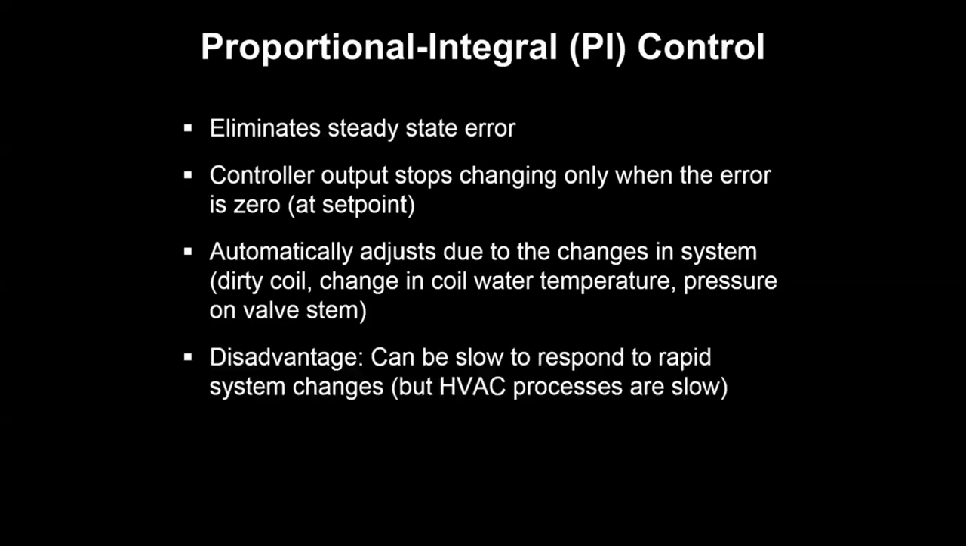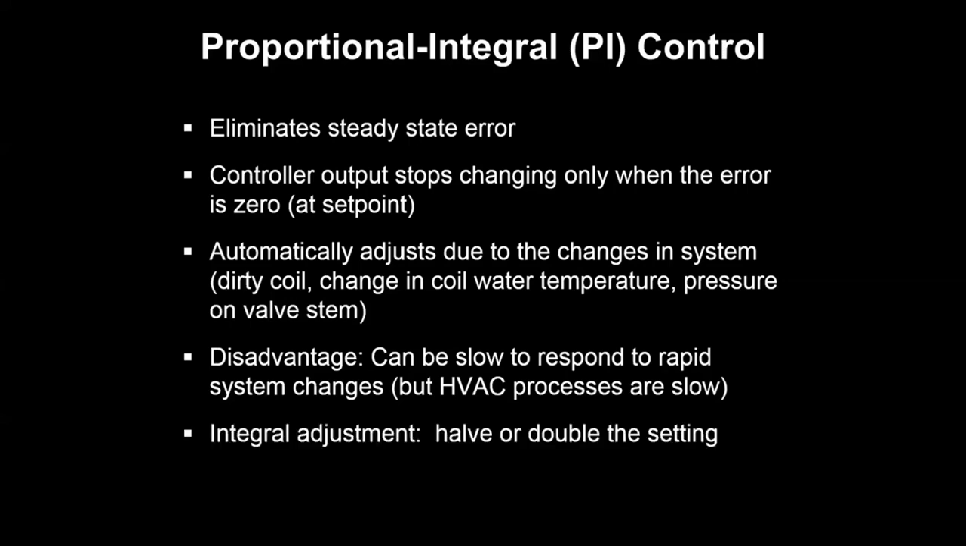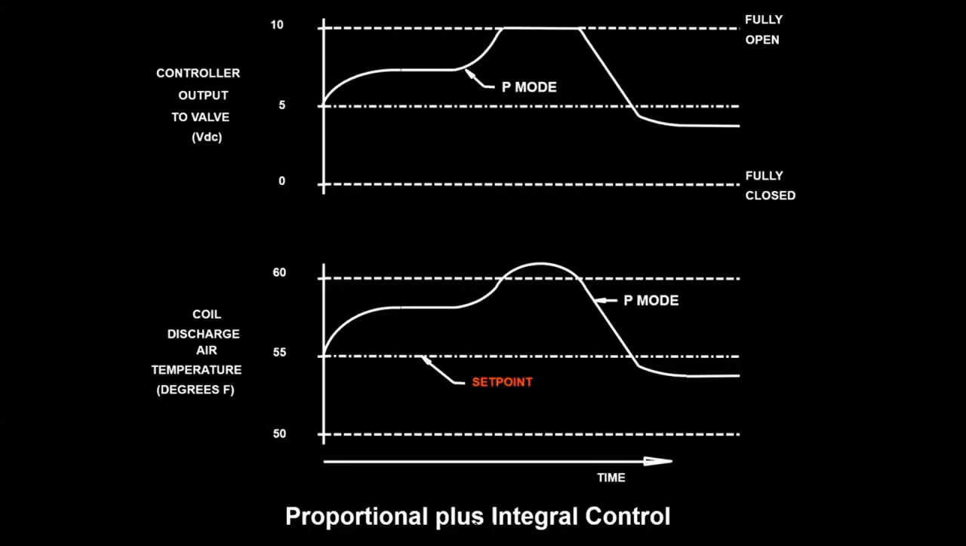But the disadvantage is that with too much integral, you might have a slow response versus what you had with the proportional only. It's a slight disadvantage because, as we said with HVAC processes, we're usually okay to be slow, and we have a fair amount of tolerance there. And again, just like proportional, as we're tuning these things, it's appropriate to do things like halve or double the setting to see if that's giving you a meaningful change in your response. So let's look at what it looks like on this time series when we add in that integral.